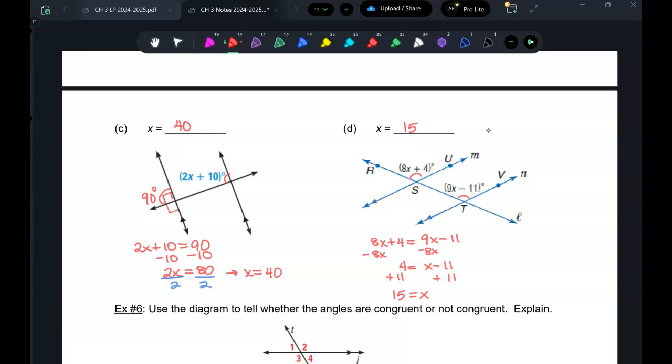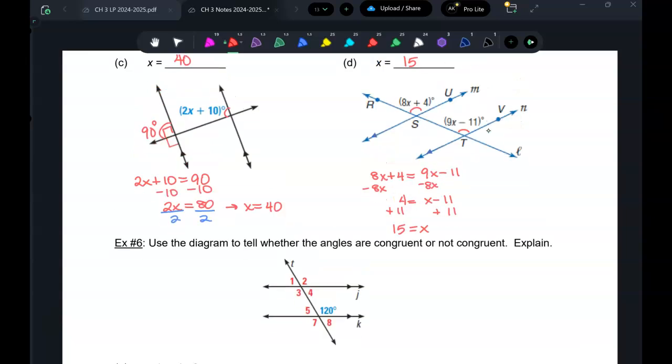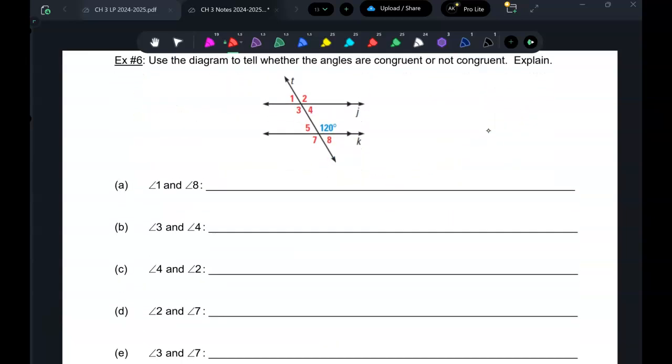Okay, so you have to look at where the angles are located and then figure out whether they're going to be equal to each other. If they're corresponding, alternate interior, or alternate exterior, they're equal to each other. If they're same side interior, you get different answers. If you subtract 4, then you get negative x equals negative 15, and you'd have to get rid of the negative and make it positive. It works either way, because the x is on the right.